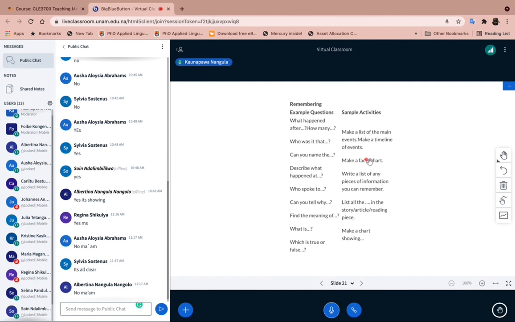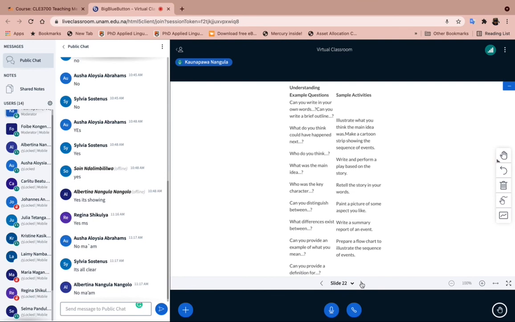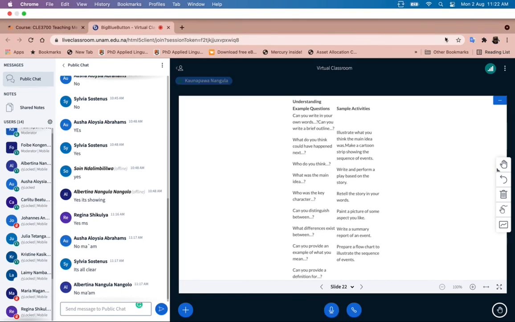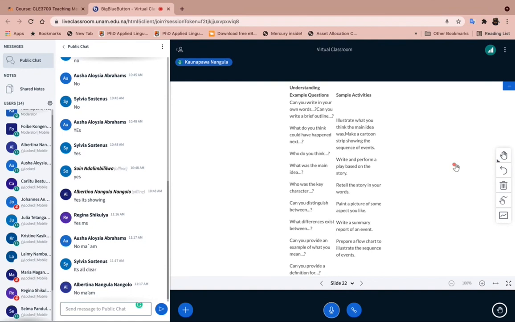And then some examples are: make a list of the main events, make a timeline of events, make a facts chart, write a list of pieces of information, list all. All right, so these are just some of the example activities or tasks that you can do within the classroom. And I'm not going to go through all of them because we have only about 3 minutes left. And then the next one we have got is understand.